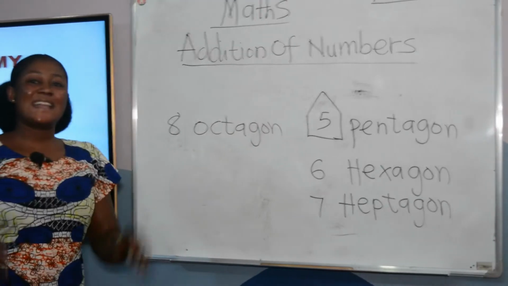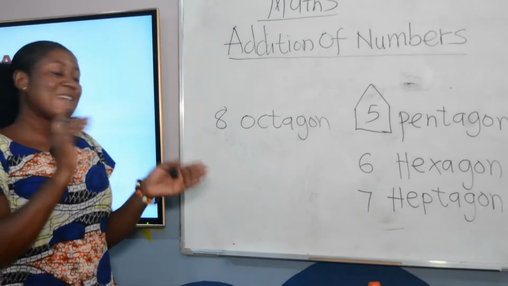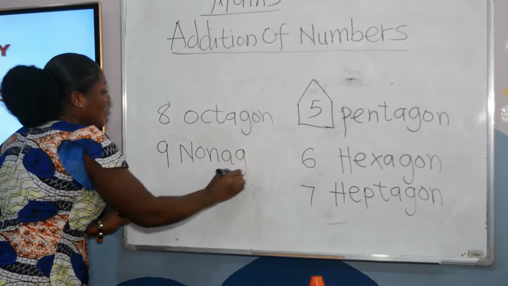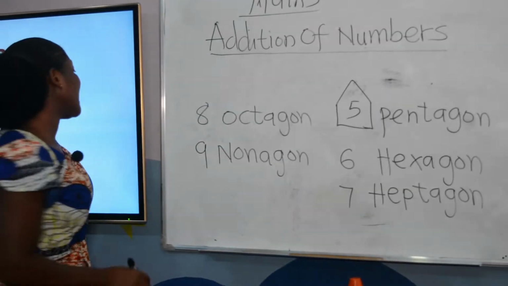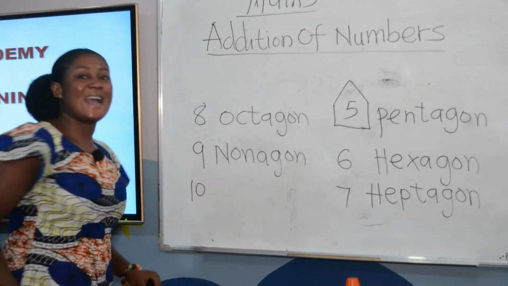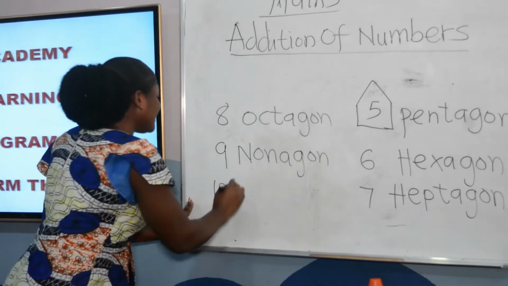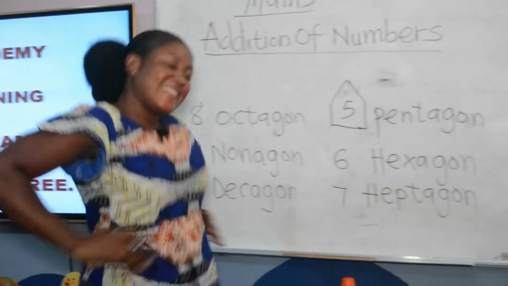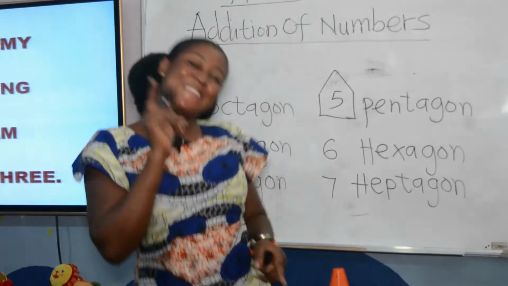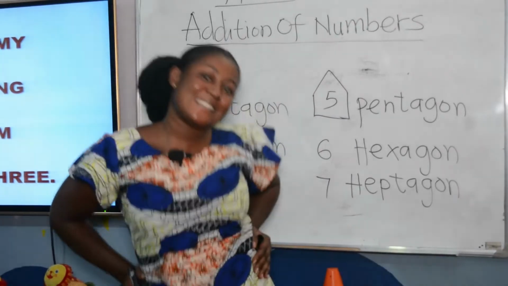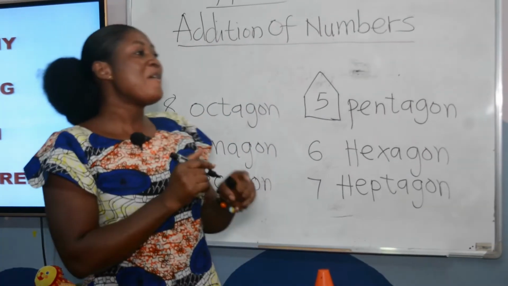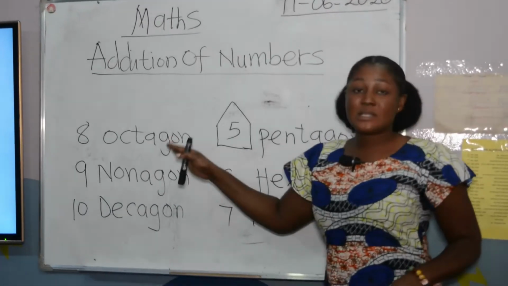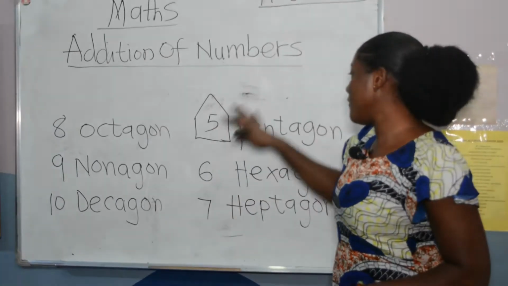The nine-sided figure is a nonagon. Very good. And the 10-sided figure is a decagon. And this is how I will learn my shapes. Very good. I hope you are enjoying the lesson. Now, this is what we learned before the lockdown, so I've revised you on it.